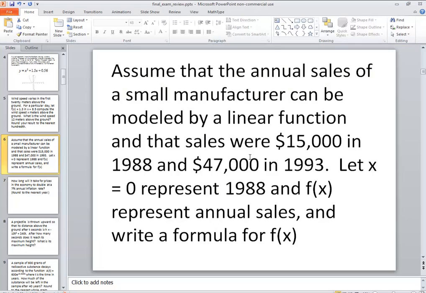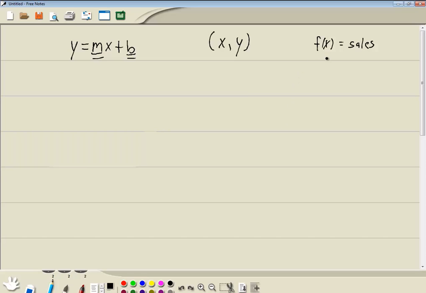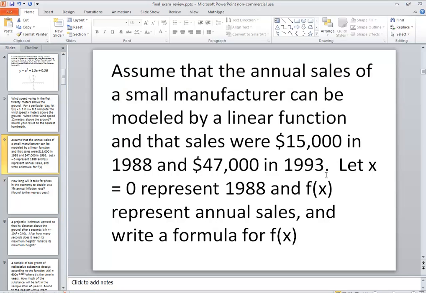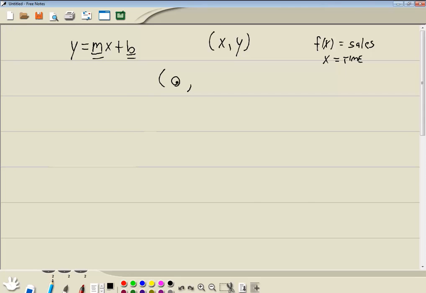And what is x? Let x equal 0 represent 1988, which implies that x, even though they don't tell us directly, x is time. So for our 2 points, we're looking for time first, and then remember f of x is the same as y, so then we're looking for sales. Let x equal 0 represent 1988. So they're telling us this time is 0.